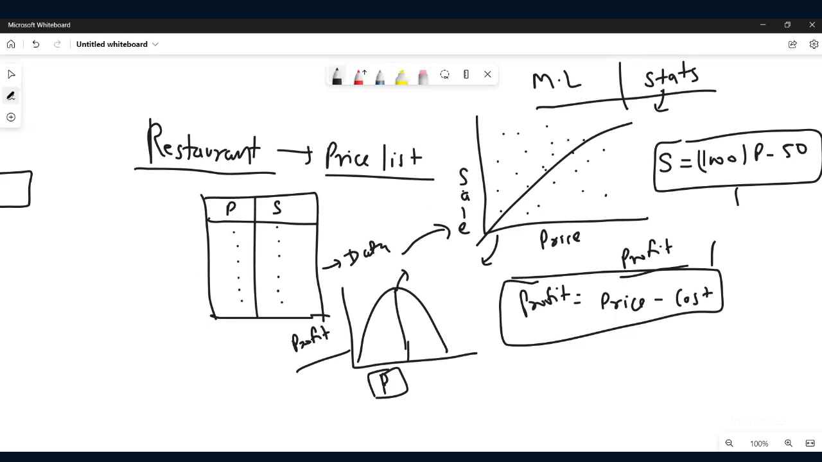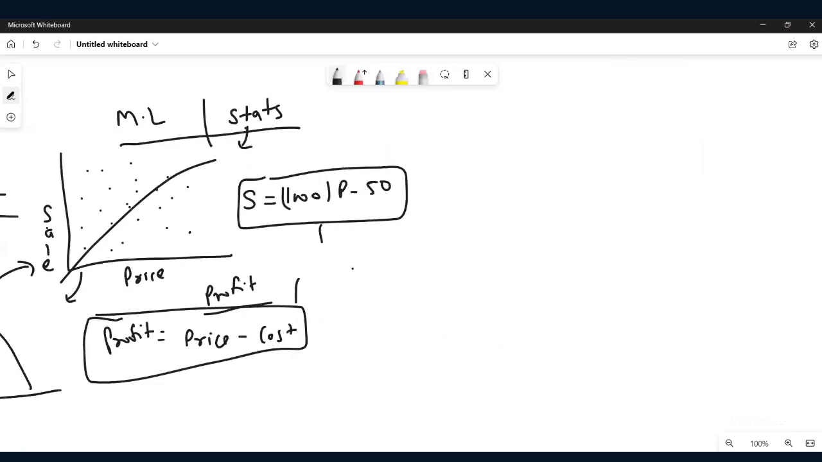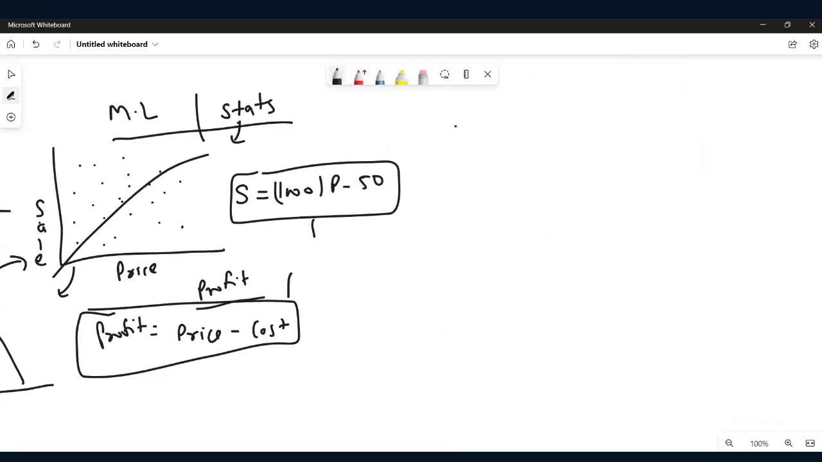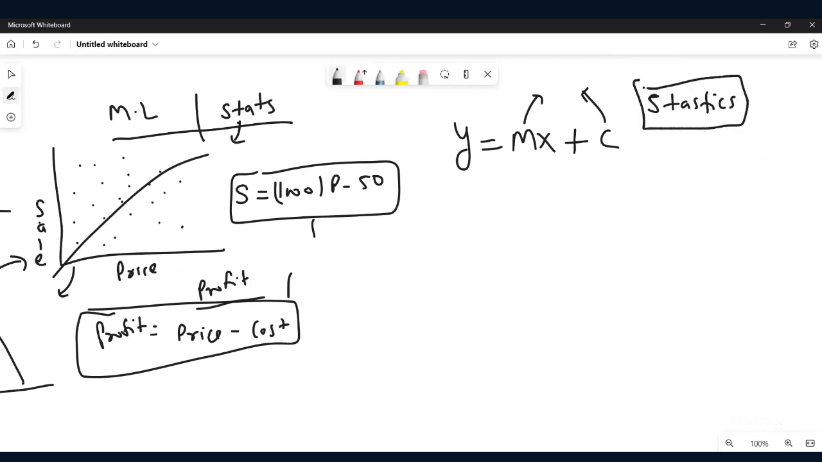Now what will stats do? Stats will simply say okay, it came from a linear model, so stats will try to find this M and C. This is my statistics. So it's linear regression. Statistics will first try to identify whether this is a linear model, and if it is, it will try to find out M and C.